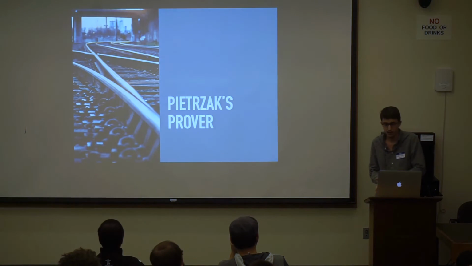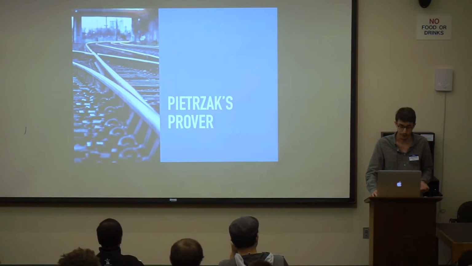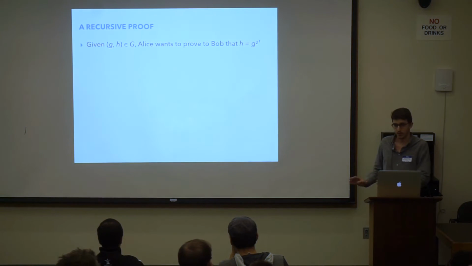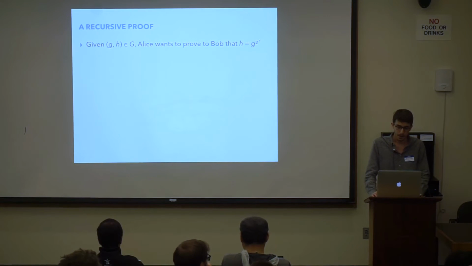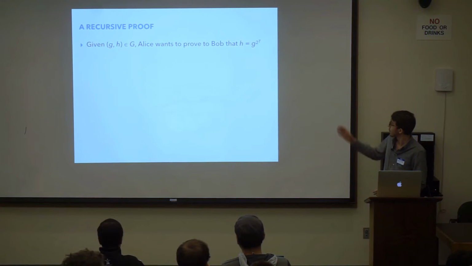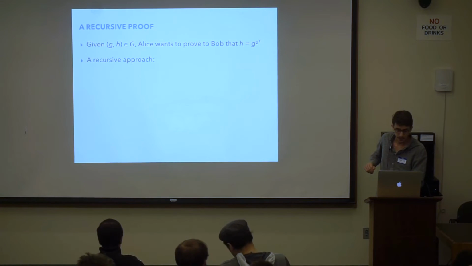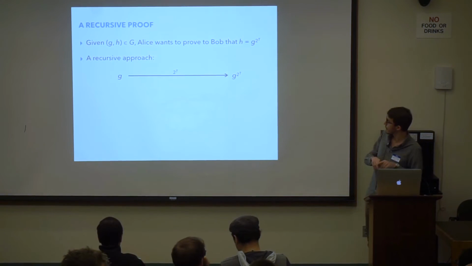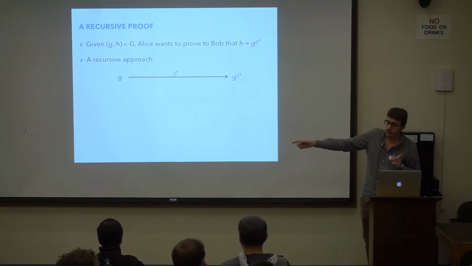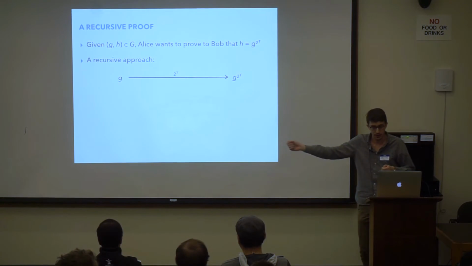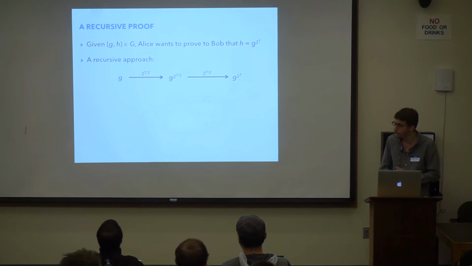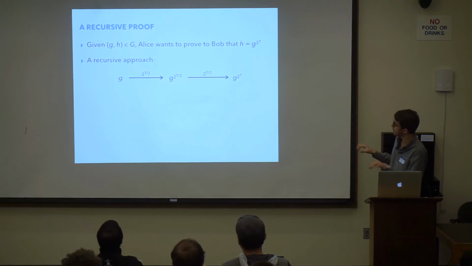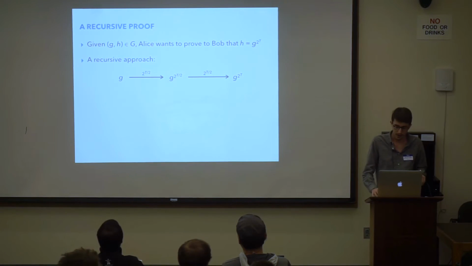Now the second prover is Pietrzak's prover. Still, I'm going to present it in an interactive setup. The idea behind the Pietrzak prover is to take a recursive approach. Alice wants to prove to Bob that h is the correct output for the VDF, and you observe that the output of the VDF is essentially t squarings. So it's a long sequence of squarings. You can cut this sequence in the middle, and then you have two sequences of half the length.